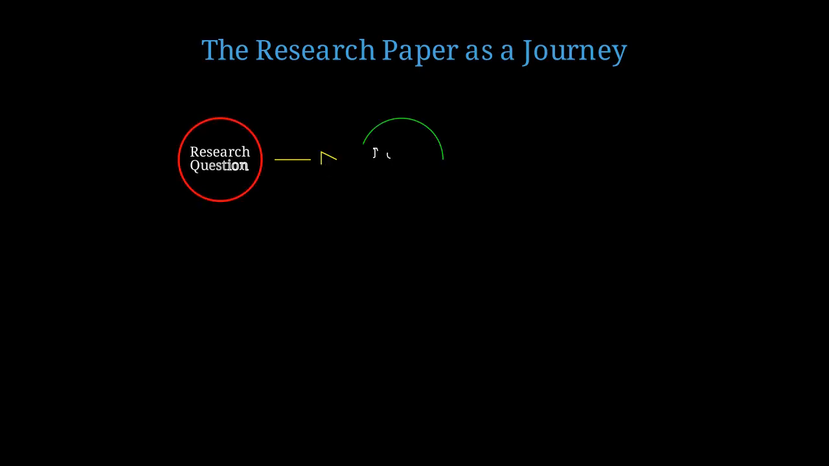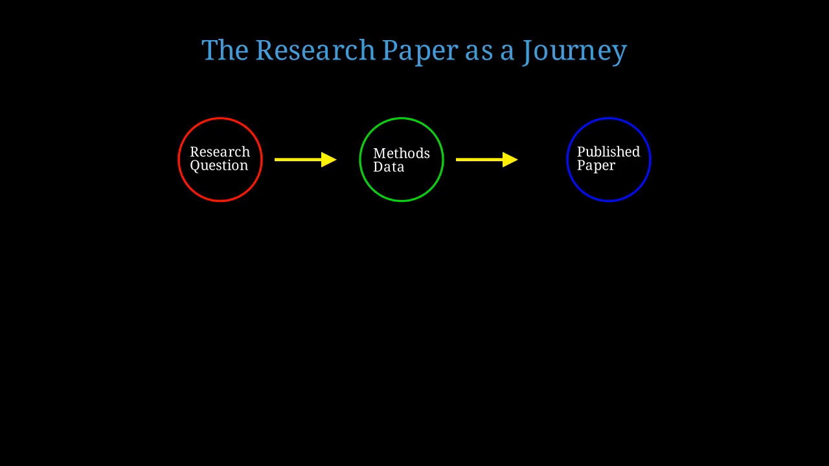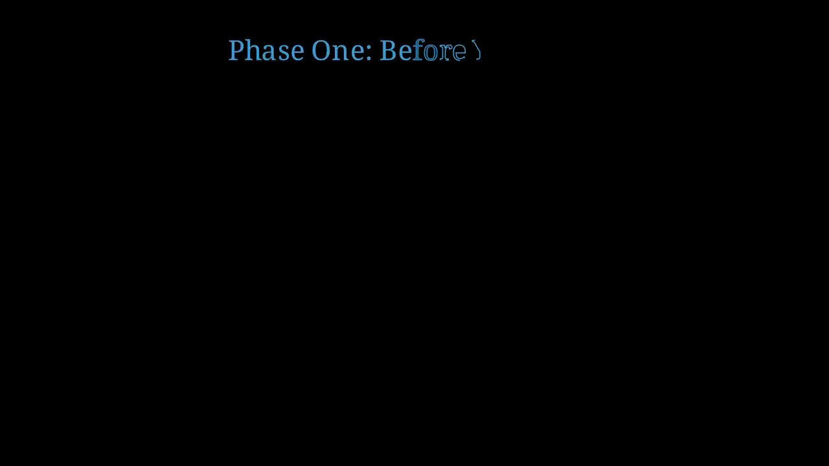Think of writing a research paper like planning a road trip. You need a destination, a map, and interesting stops along the way. Your research question is the starting point. Your methods and data are the journey. The published paper is your destination. Let's break down the entire process into phases.